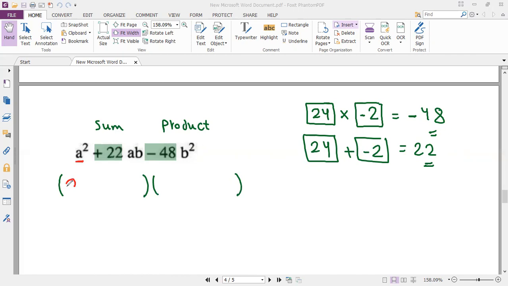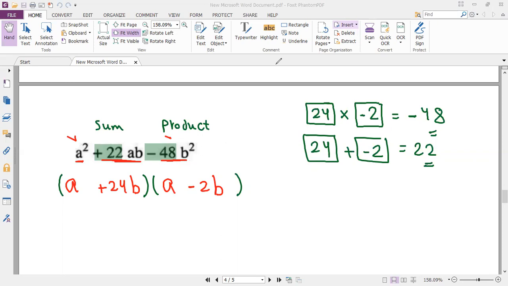You write a squared as a multiplied by a. A multiplied by a is a squared. And negative 48b squared, we can write it as I said, 24 multiplied by negative 2, but we have b squared here. So write plus 24b and negative 2b. And if you want to check it out and multiply the first by the first, you will get a squared, and 24 times negative 2, the second multiplied by the second, is negative 48b squared. And what is 22ab? 22ab is the product of extremes plus the product of means.